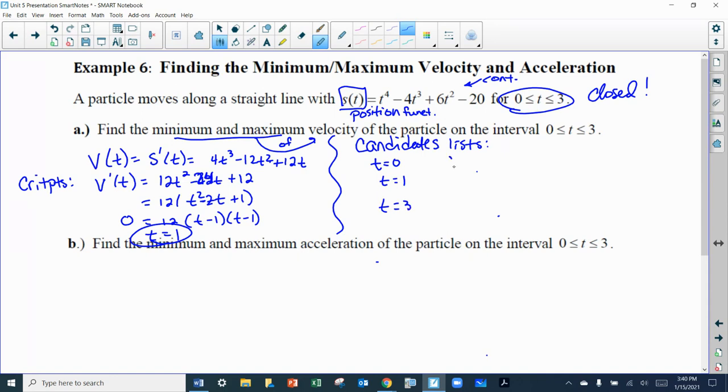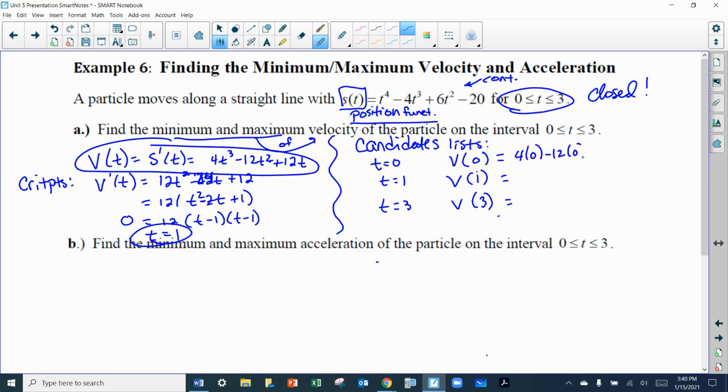We are talking about the min and max of velocity, so I need to look at the velocity y values. V of 0, V of 1, V of 3. V of 0, 0, 0, 0, oh, uh-oh. I just headed back to the position function. That's not good. We come back to the velocity function. 4 times 0 minus 12 times 0 plus 12 times 0. Looks like we get 0. For 1, I'd have 4 minus 12 plus 12, getting us 4. 3 goes in. Ooh, that's going to be tougher.